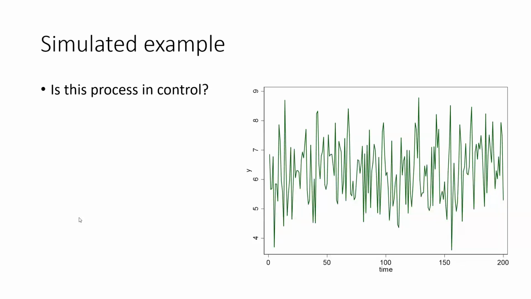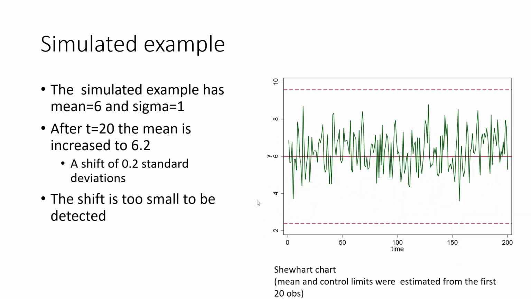Is this process in control? Well, it looks stable, right? It's not moving up or moving down. But of course, we don't really know until we have the control limits. So let's put in place what we've learned and put in the control limits. Here they are. Oh, easy.